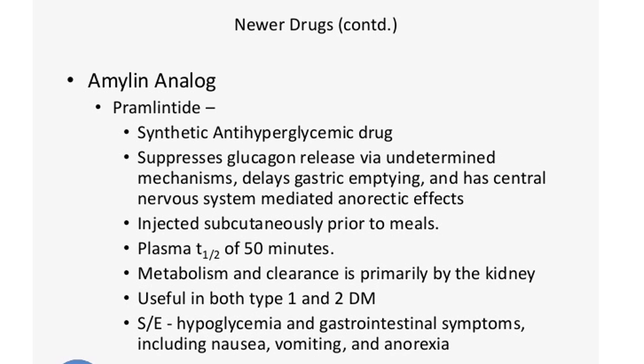So there are three types of injectable drugs. Number one, insulin. Number two, I have told you. And number three is pramlintide. And their plasma half-life is about 50 minutes. They are injected subcutaneously prior to the meals. And their side effects, obviously hypoglycemia and the gastrointestinal symptoms including nausea, vomiting, and anorexia.